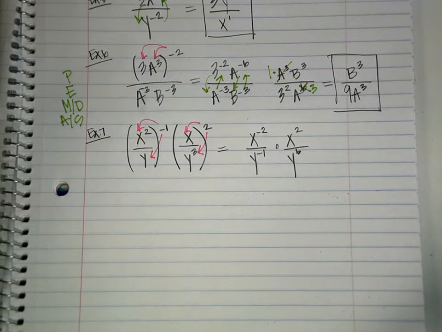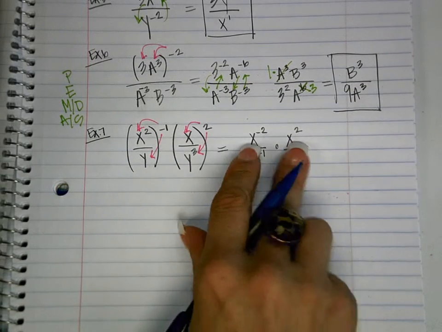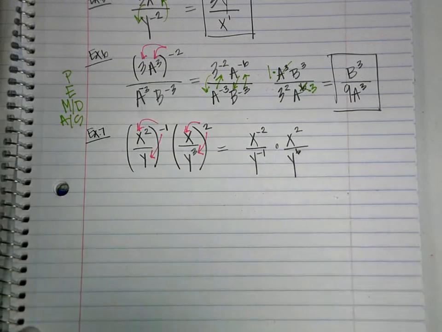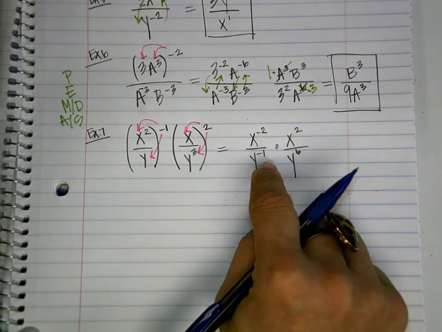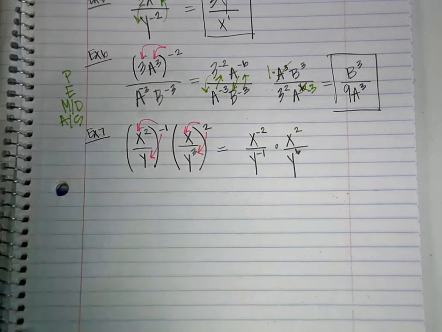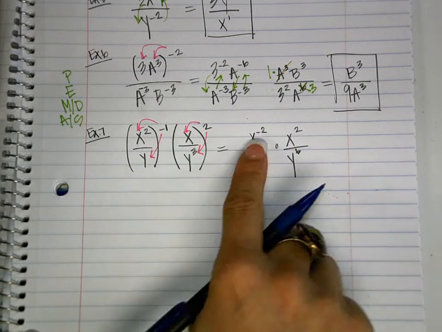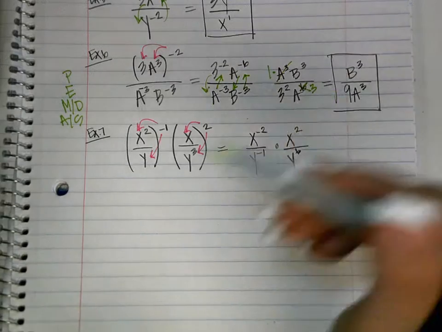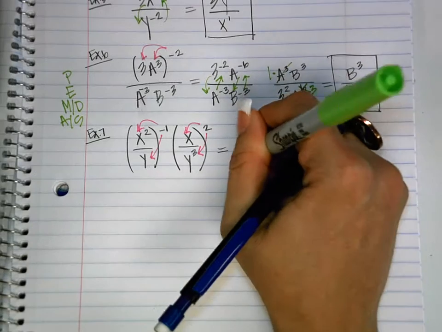Okay, there's two different ways you could do this. You could combine these right now because they're on the same level, or you could get rid of the negatives and flip them first. Which would you prefer? Would you prefer I combine them now or always get rid of the negatives first? Get rid of the negatives, okay? So that means these are going to switch.